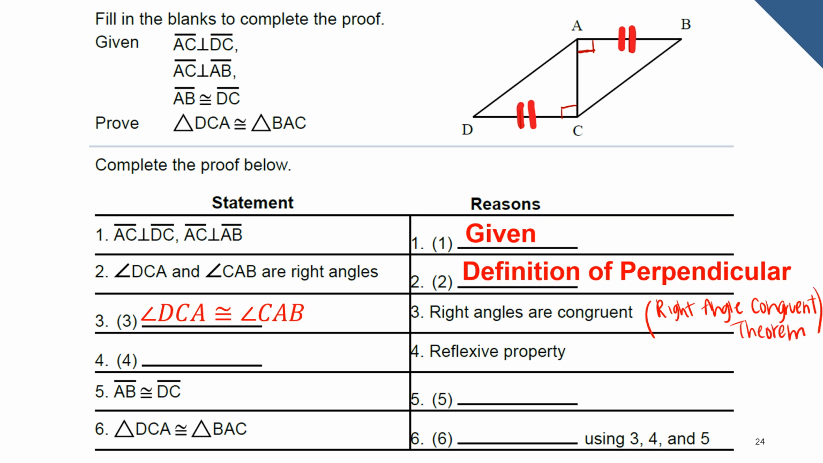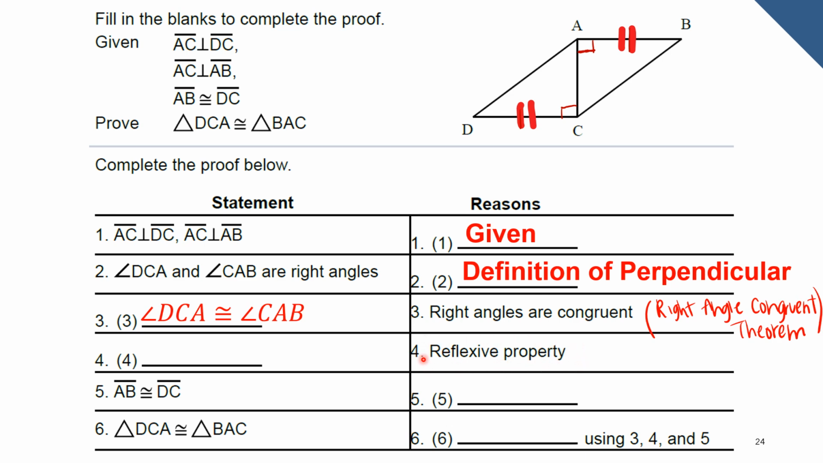So the reason that they gave in this particular proof just says right angles are congruent. You could also sometimes see that reason written as right angle congruent theorem. All right, then the next line, our statement is blank again, and it says the reason is the reflexive property.